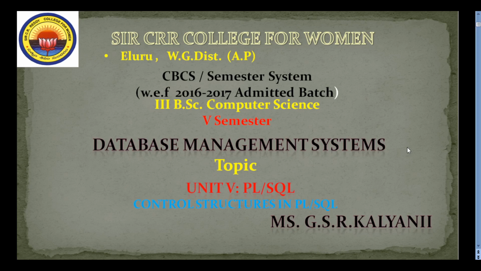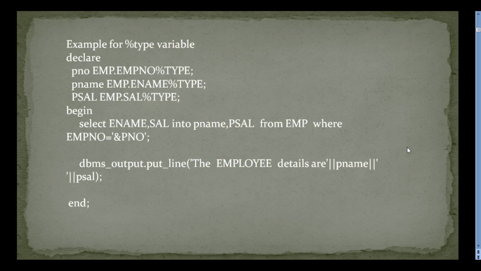Today we are going to discuss the next topic in Unit 5, control structures in PL/SQL. Before going to discuss the control structures, I forgot to tell the examples for %TYPE and %ROWTYPE variables in the previous video. Just follow these examples. These are very useful while using the %TYPE and %ROWTYPE variables in your programs. First, an example for the %TYPE variable.